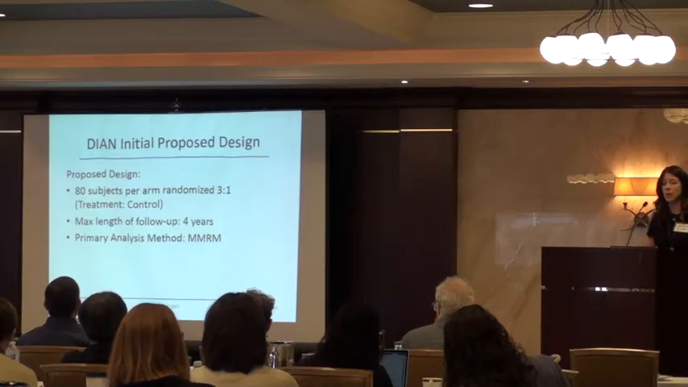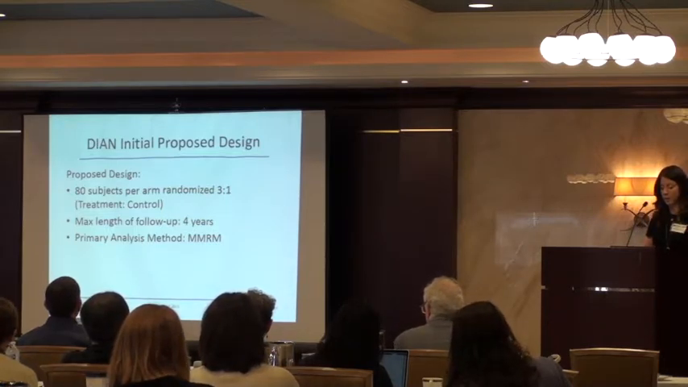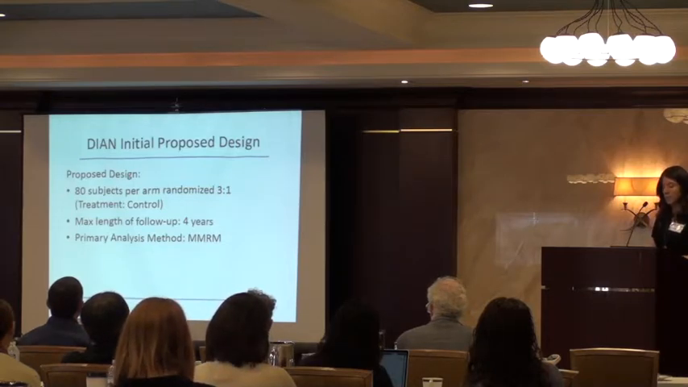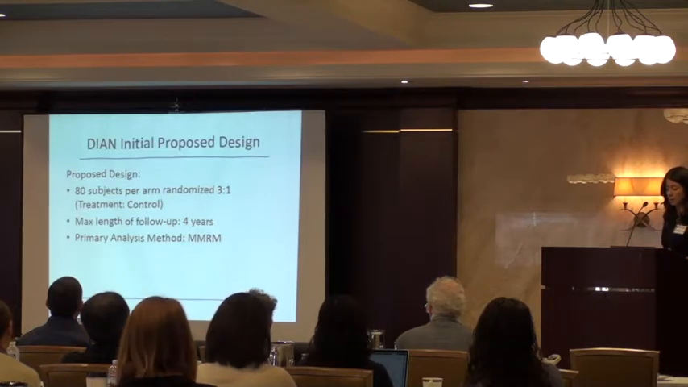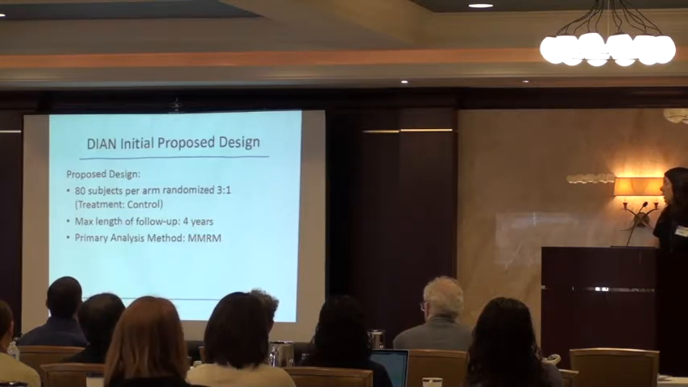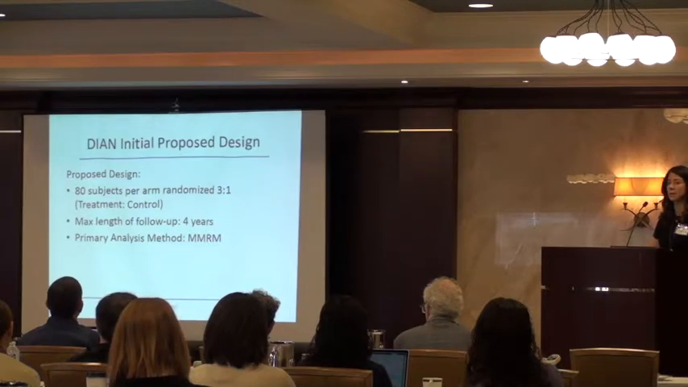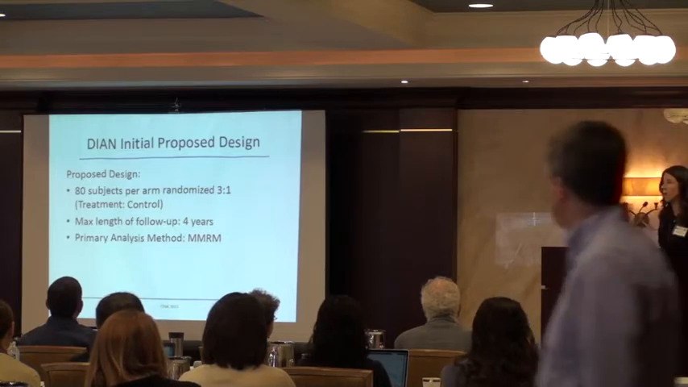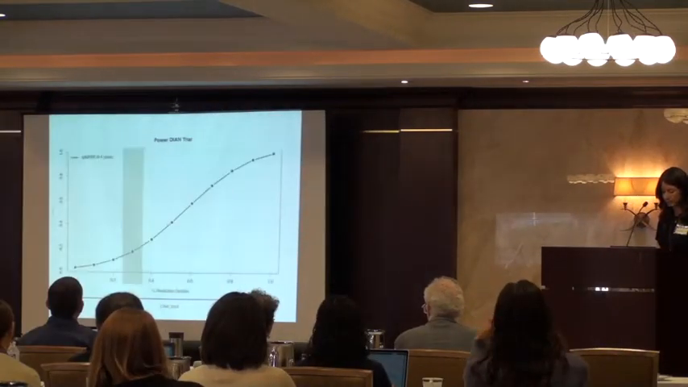So just to demonstrate that whole process and the overall operating characteristics, I'm showing an initial proposed design for the DIAN trial. This was proposed initially to be an 80-subject trial. As I mentioned, it's a platform trial, but I'll get to that a little bit later. But just imagine a single arm in the trial, single treatment, 80 subjects, randomized 3-to-1 treatment to control. We follow everyone for a max of 4 years, and the initial analysis method was a mixed model repeated measures. This is a common analysis to do when you have this sort of repeated measures, longitudinal data.